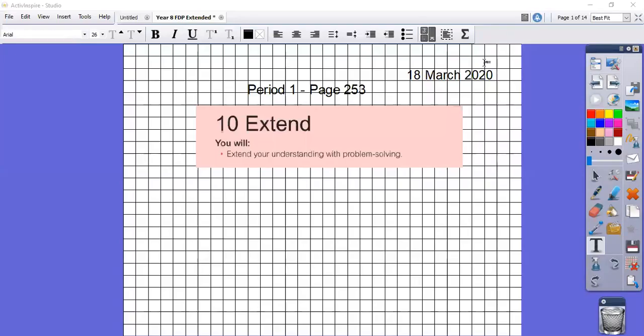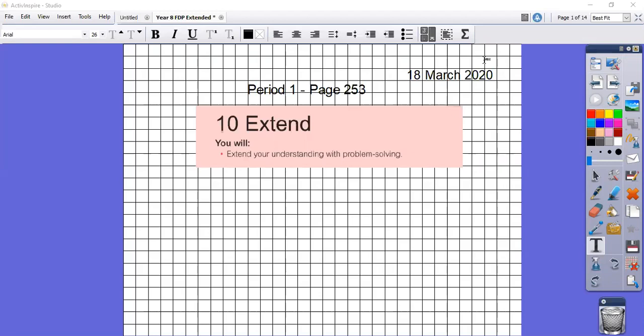Good morning, Year 8. This is your Period 1 lesson, 18th of March 2020, and we're going to now finish off Chapter 10 by looking at the extended questions, which is on page 253. So the title for today is Chapter 10, Extend, and the learning intention will be to extend your understanding with problem solving.